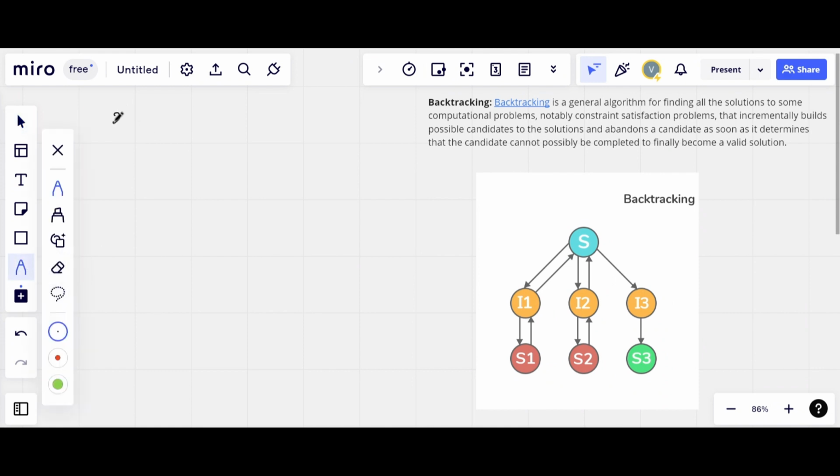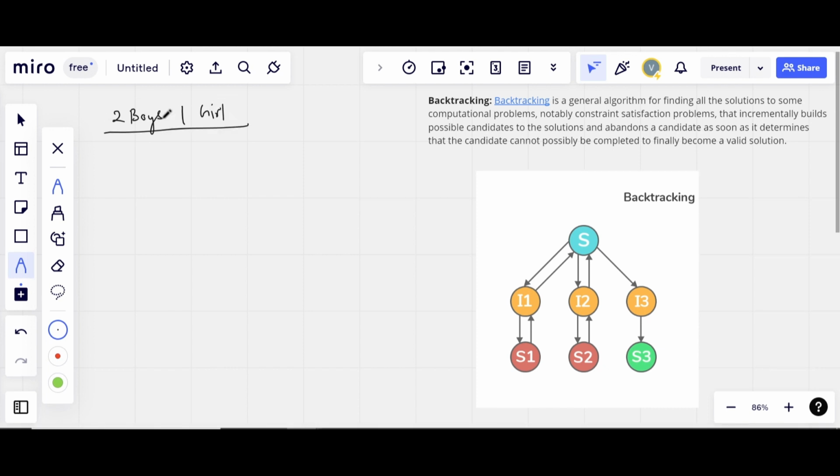Suppose we are given two boys and one girl, and we have to arrange the sitting arrangement of these three students in such a way that the girl does not sit in between the two boys. Now it has become a constraint satisfaction problem, right? Every choice has to satisfy the explicit constraint that we have defined. So we'll incrementally build the possible candidates to the solutions, and we will draw our state space tree.